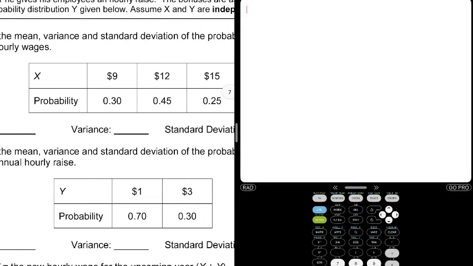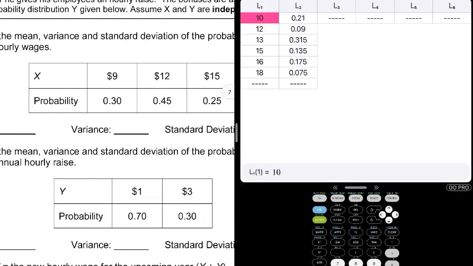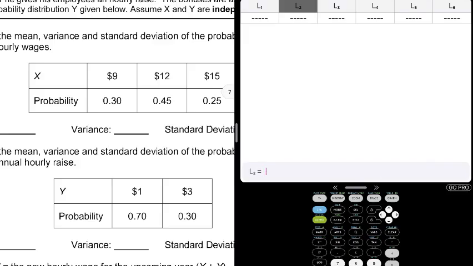All right. We're going to go to Stat, go to Edit. And if you want to clear out what's in there, go up to L1, so it's selected, hit Clear. And do the same thing for L2. Make sure you don't delete L1 and L2, but you can clear the list. Clear out that list.